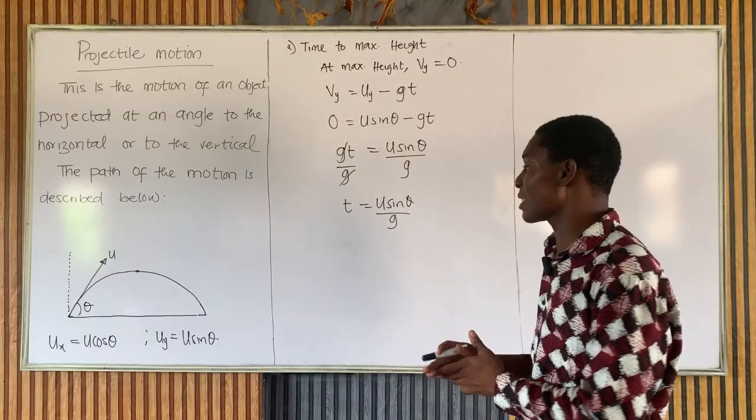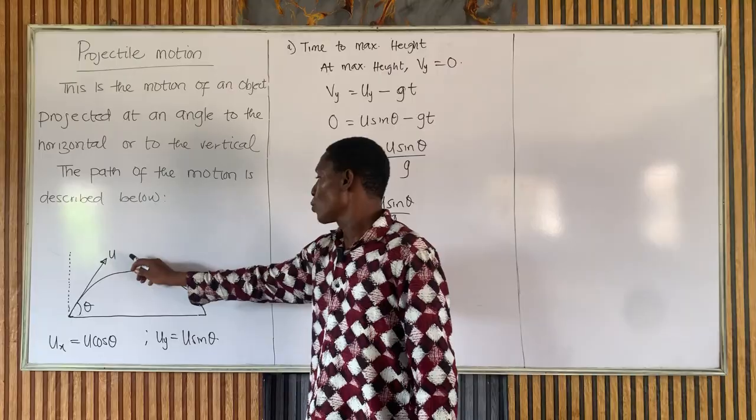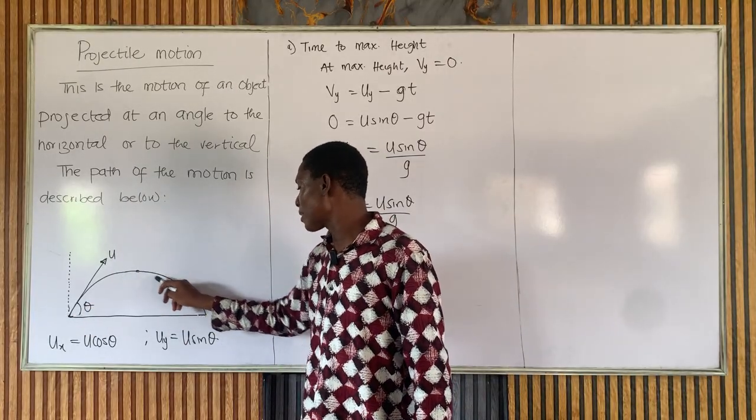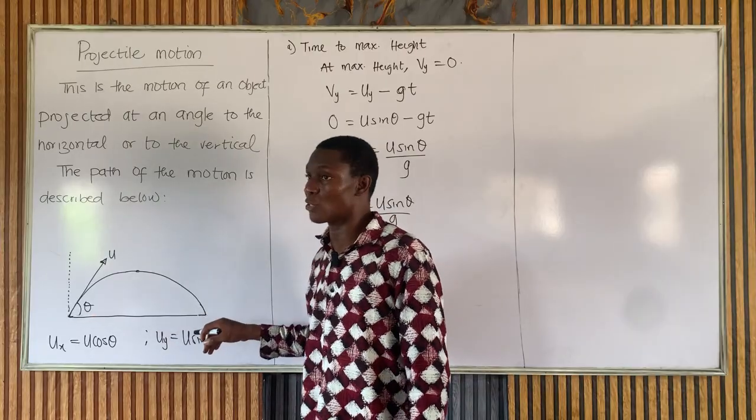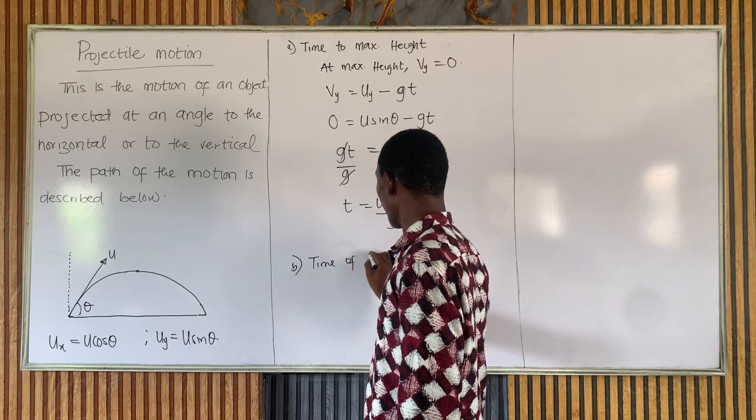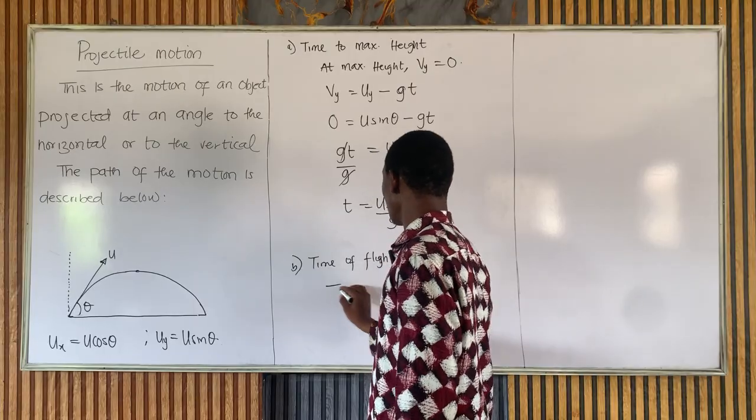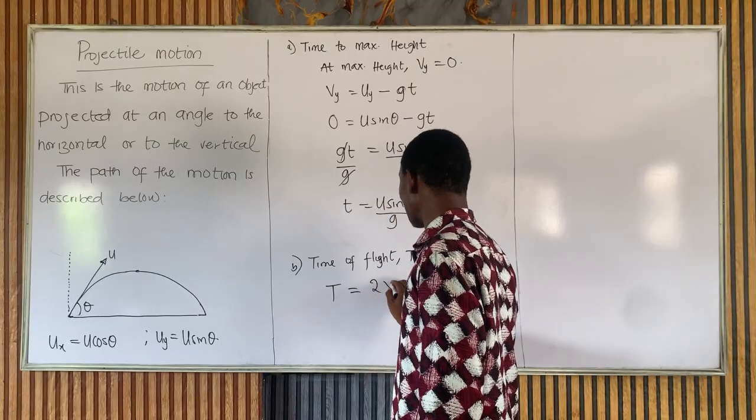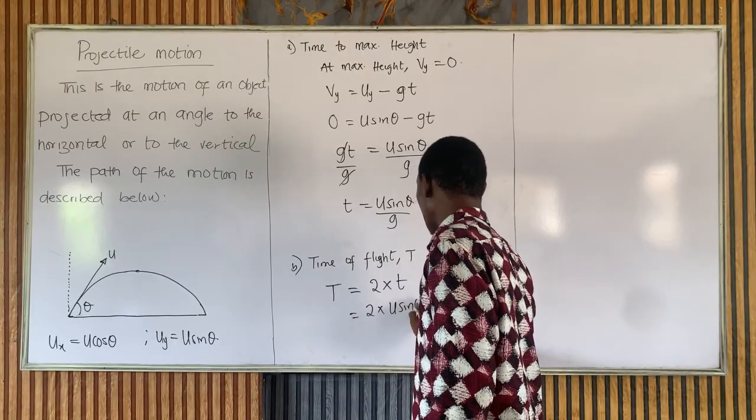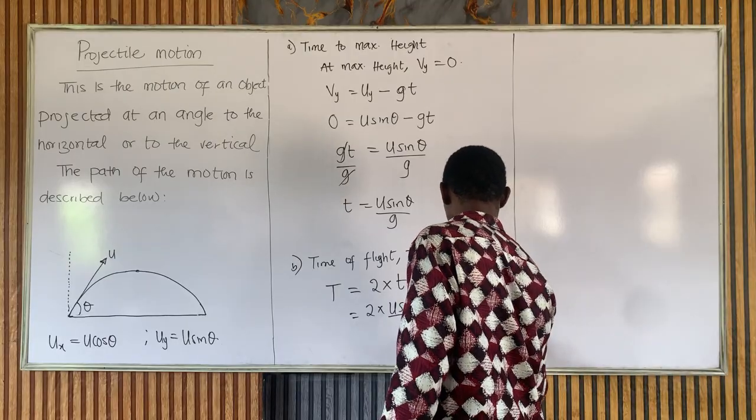Another thing we can talk about here is the time of flight. I've said this often and often. The time it takes to get from where an object is thrown to the maximum height is the same time it will take from the maximum height back to the same level at which it is thrown. So we can say that, B, time of flight, capital T, is just equal to 2 times the time to maximum height. And that is 2 times u sin theta over g, which is 2u sin theta over g.